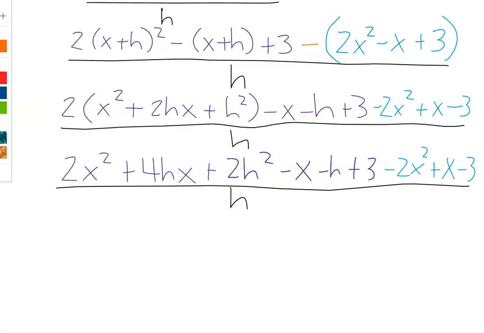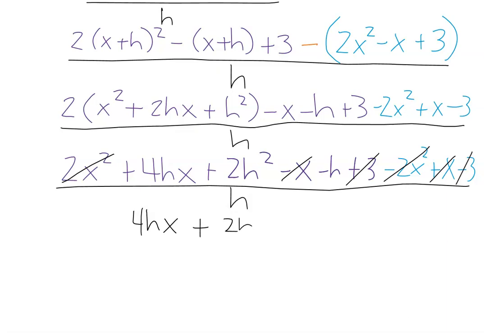I'm just going to go straight black at this point because we're going to start combining our purple and our blue sections. So we have a 2x squared and a negative 2x squared. Those are going to go to 0 or cancel, however you choose to think about it. We have a negative x and a positive x, which are going to go to 0 or cancel. And we have a 3 and a negative 3, which are going to go to 0 or cancel. So on top, all we're left with is 4hx plus 2h squared minus h, and then all of that is still over top of h.